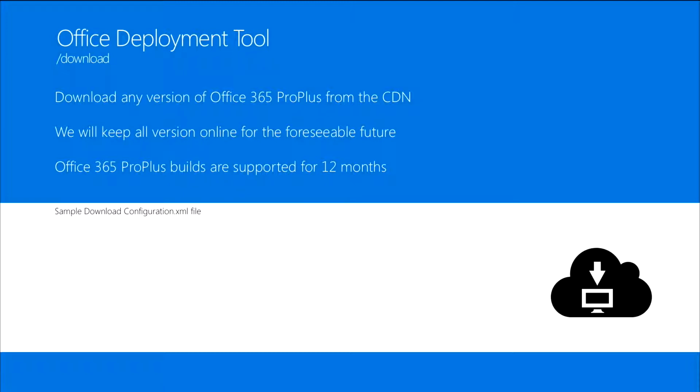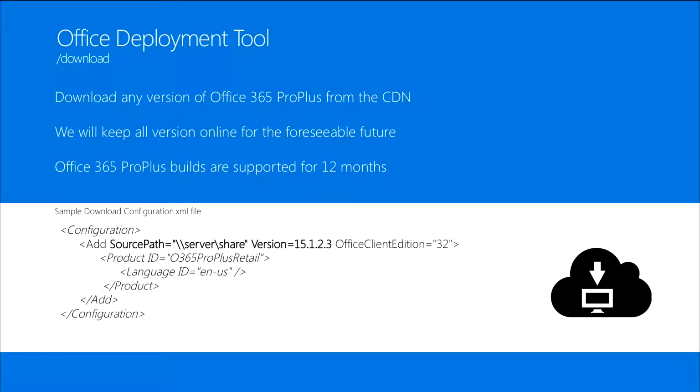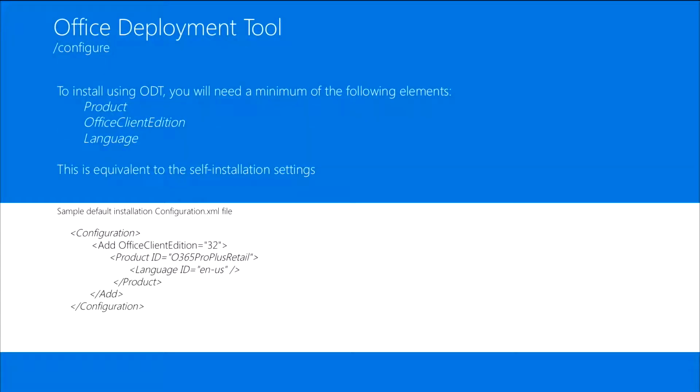So the first of those then is the download, and you can see that this little sample here, you can use the add source path with a parameter, the server, the share, and also the version number. So you can see this is the latest version. So if at a later point you wanted to push out a more up-to-date version, it's very, very easy to do that. The other thing that you can also do is you can specify the architecture, so client edition 32 or 64-bit version. So next then, and again you can see that same example here.